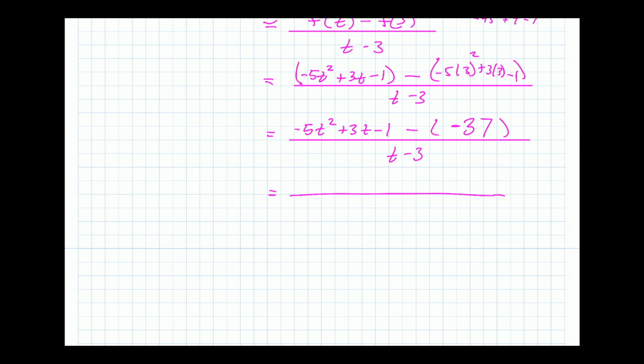And from there, you should combine your like terms. So you have a minus minus 37, so that's a plus 37. But you can combine that then with the negative 1. So you have the negative 1 and the 37. Negative 1 plus 37 is going to be positive 36. So you have 5t squared plus 3t plus 36 all over t minus 3.